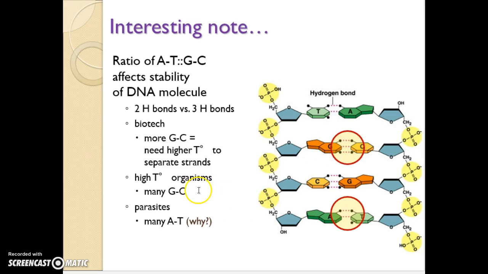And another kind of interesting note is that parasites tend to have more AT bonding, which is just the 2 hydrogen bonds. And it's actually not known why that is. Maybe you can be the one to figure that out sometime in your future.